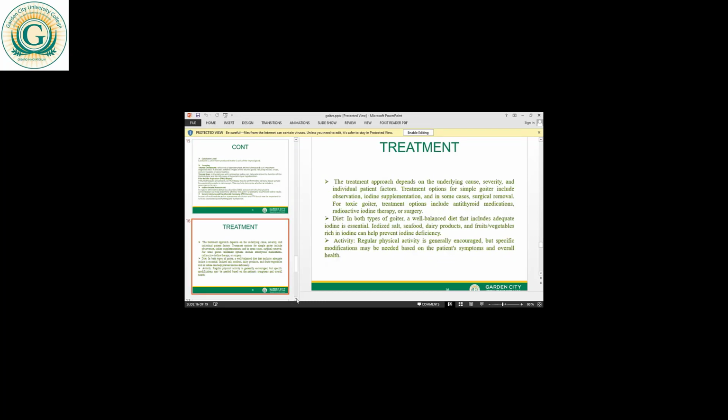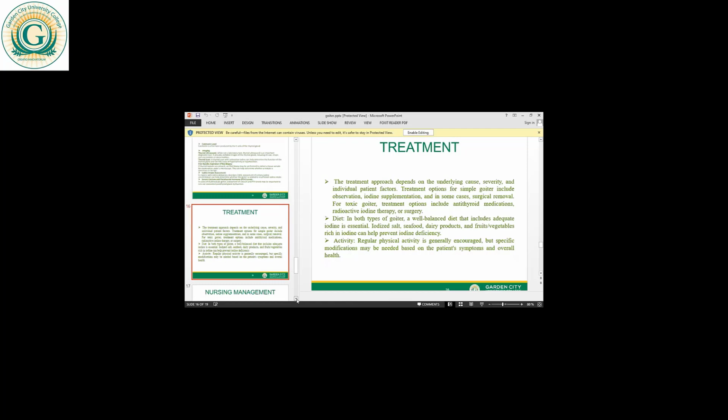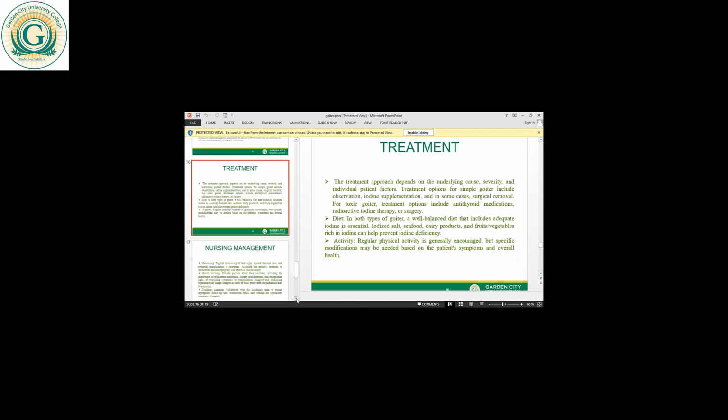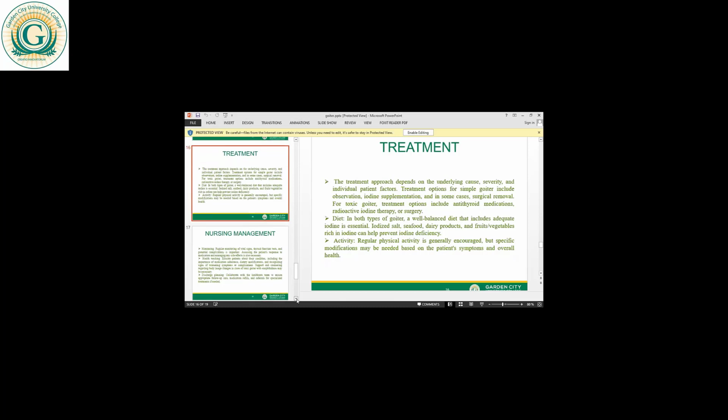Okay, so we'll come to the treatments. The treatment approach depends on the underlying cause, the severity, and individual patient factors. Treatment options for simple goiter include observation, iodine supplements, and in some cases, surgical removal. For toxic goiter, treatment options include antithyroid medication, radioactive iodine therapy, or surgery.